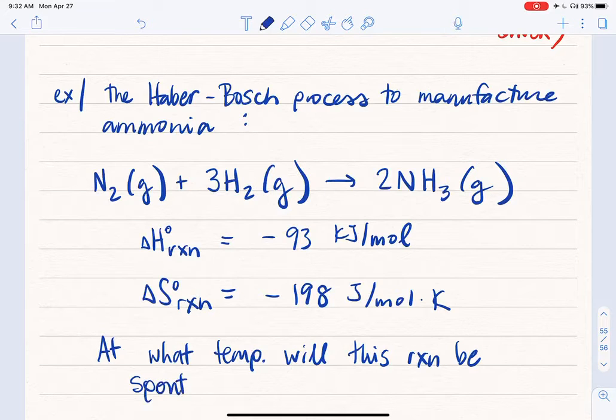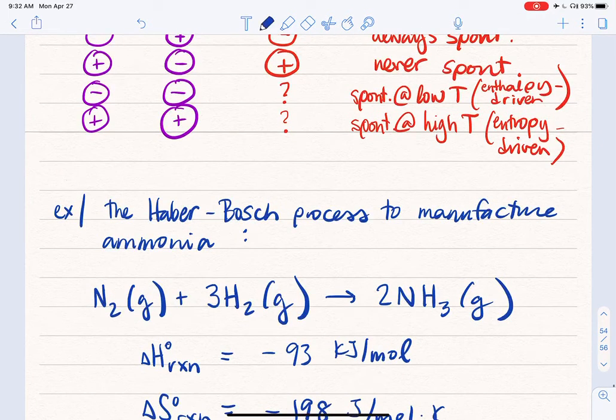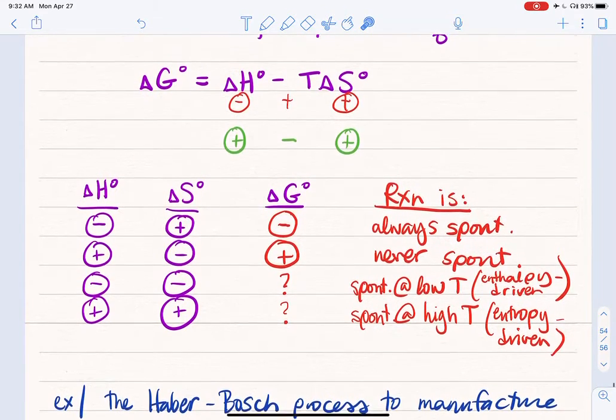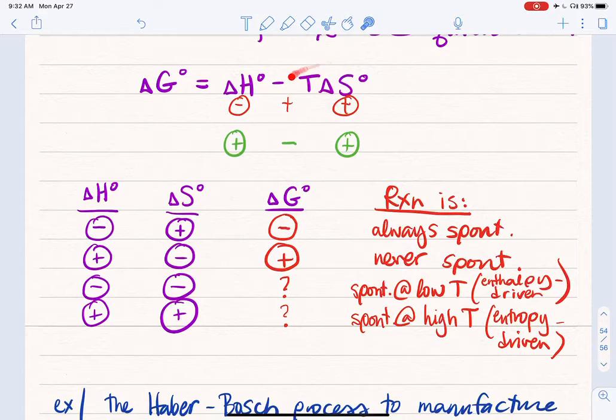And the reason I'm asking that question is because, looking back at our chart, this is a situation where if the temperature is low enough, we are going to be able to achieve spontaneity because this term will be small enough for the enthalpic term to swallow it, essentially.